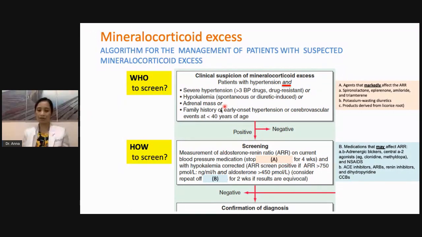There are also some medications that may affect your ARR: your beta blockers, your central alpha agonists, NSAIDs, ACE inhibitors, ARBs, renin inhibitors, and even CCBs or your amlodipine. But if there is a doubt, no, in your aldosterone-renin ratio, then you can repeat it and discontinue these medications for a time. But if your aldosterone-renin ratio is already typical of a patient with mineralocorticoid excess, then you don't need to discontinue or even repeat the ARR.